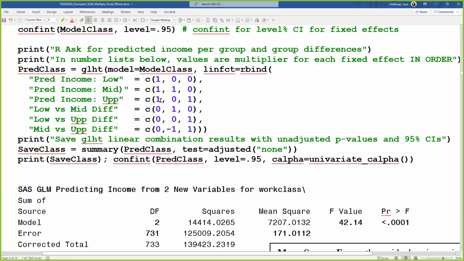And then the differences: if I take this row of coefficients and subtract from it the first row, I get this result. 1 minus 1 is 0. 1 minus 0 is 1. 0 minus 0 is 0. If I take middle and upper, 1 minus 1 is 0. 0 minus 1 is minus 1. And 1 minus 0 is 1.